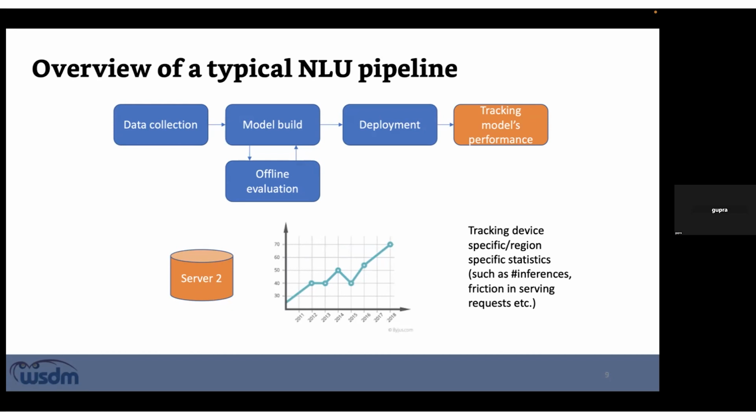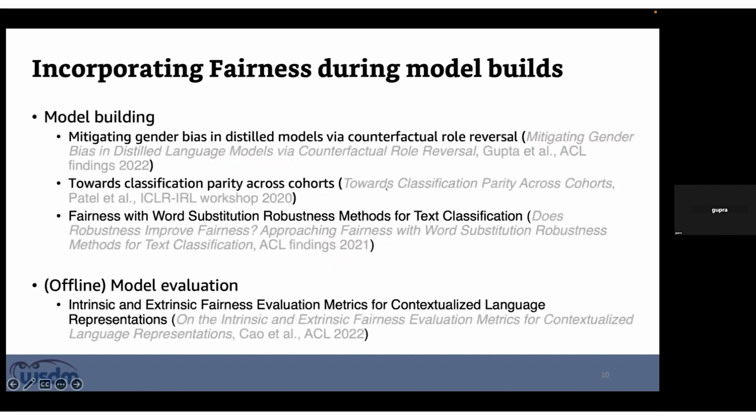And I invite the community to look at the papers. The idea here is to just tease the audience with what one could do in building a pipeline. I'll also talk about a fairness metric that could be used to track a model's performance at runtime. All right, let me start with incorporating fairness during model build.